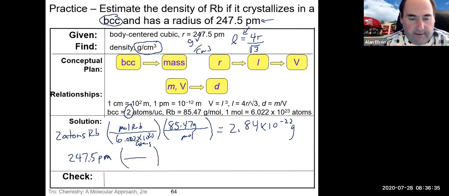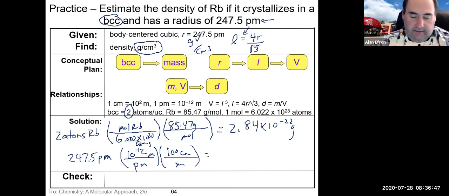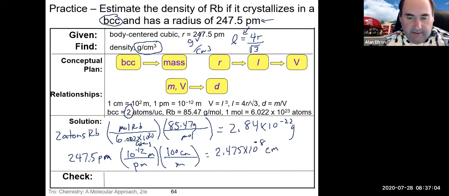In 1 picometer, it is 10 to the minus 12 meters. And in a meter, there's 100 centimeters, right? If we do that to 47.5 times 10 to the minus 12 and times 100, that gets us 2.475 times 10 to the minus 8 centimeters. Again, we're really just doing this to get everybody in the right units for the end, so you don't have to do a conversion at the end. So we now have our radius that we can put into our formula here.